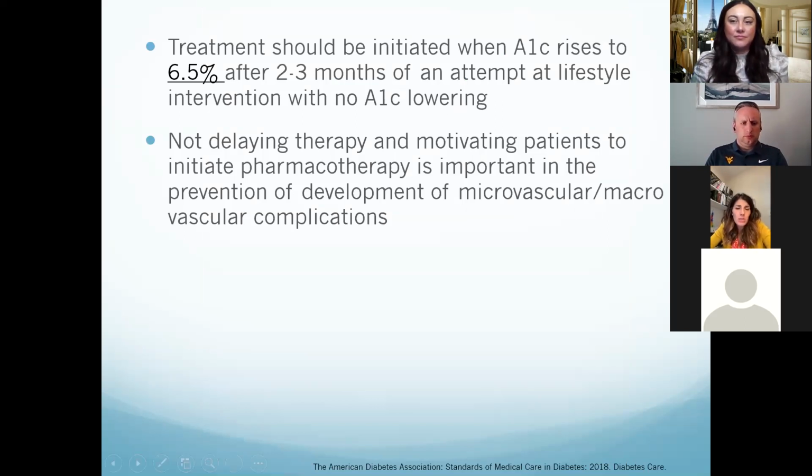So treatment should be initiated when the A1C rises to 6.5% after 2 to 3 months of an attempt at lifestyle intervention, if they haven't had any A1C lowering. And so we try to really aggressively treat our patients and not allow a pattern of, well, let's try diet and exercise for 3 months, and then that turns into 6 months, and then that turns into a year. We really want to prevent the complications from diabetes. So if we really don't see that there's been an A1C lowering, then that's when you want to consider doing something about it. Not delaying therapy is very important to prevention of complications.